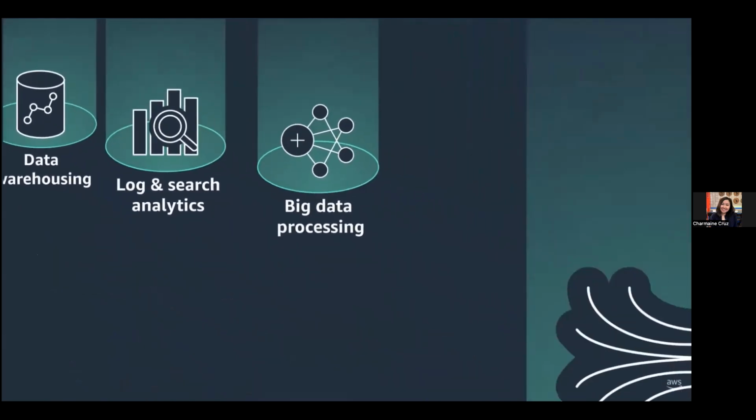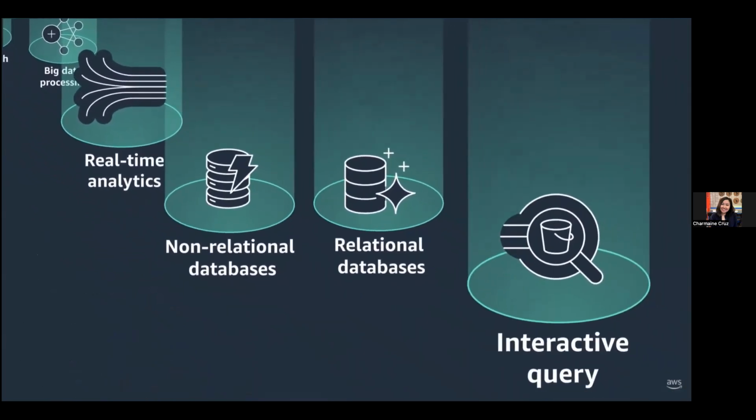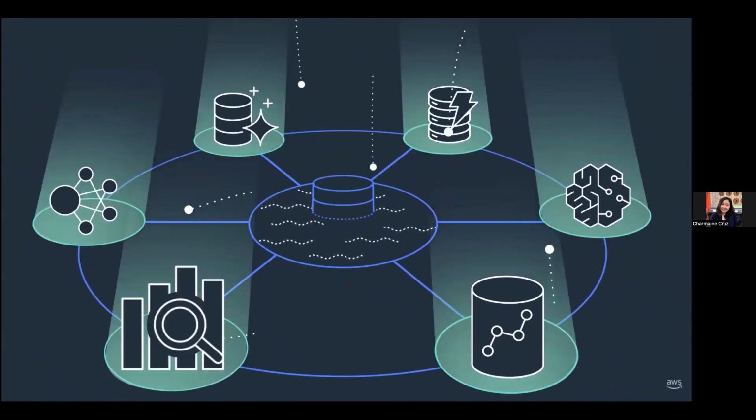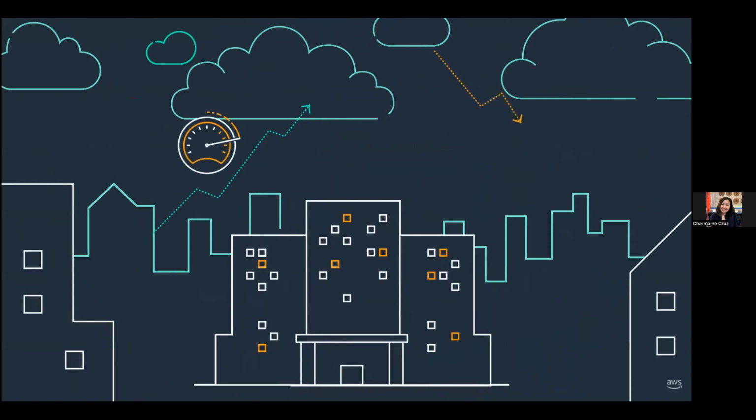AWS offers these services and more, including relational and non-relational databases, as well as interactive query tools. AWS also allows you to easily move data between the data lakes and purpose-built data services, enabling easy data access wherever it's needed. With all these features, governance is easier too. You can enforce access controls from a single place for all services. On top of all this, you can get the best performance at the lowest cost. And AWS is continually innovating to improve the price performance of our services.